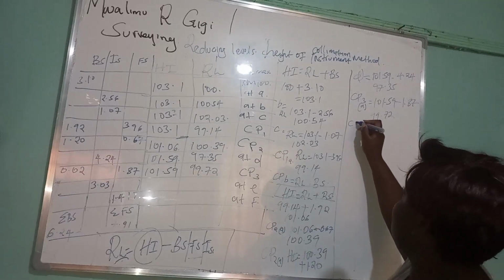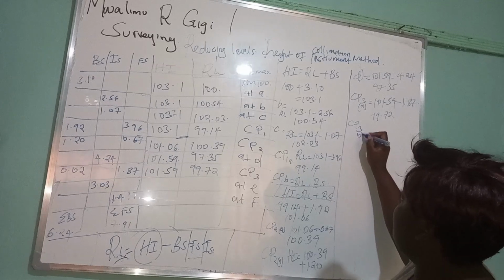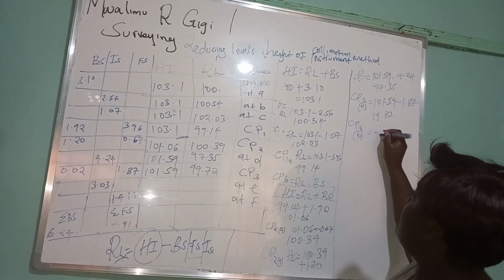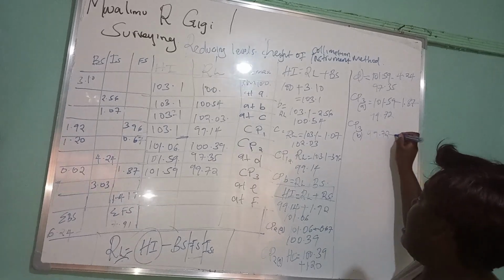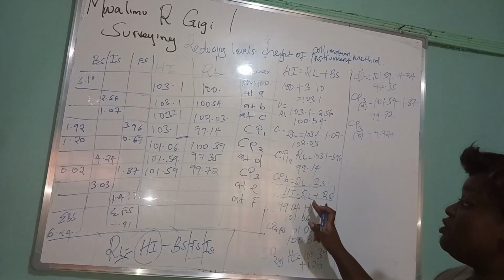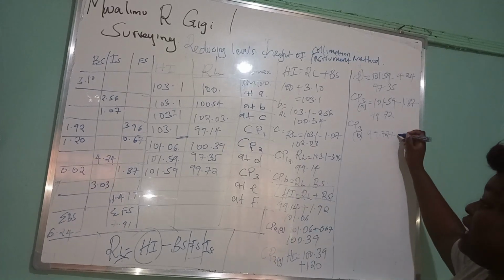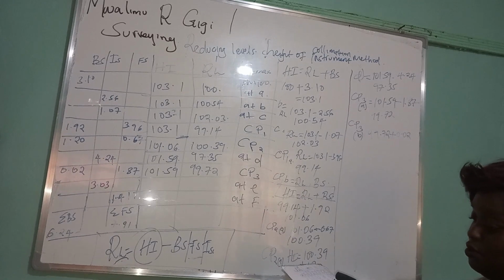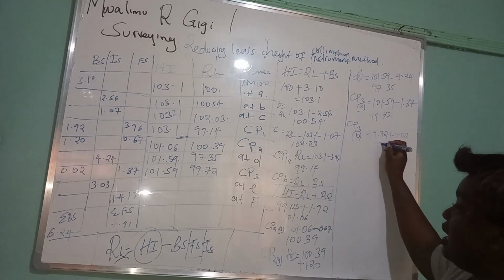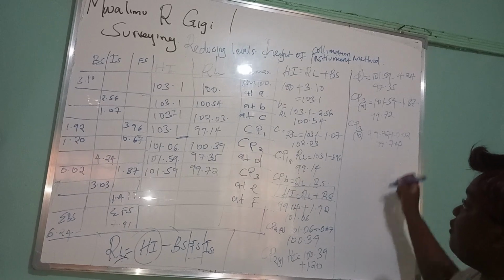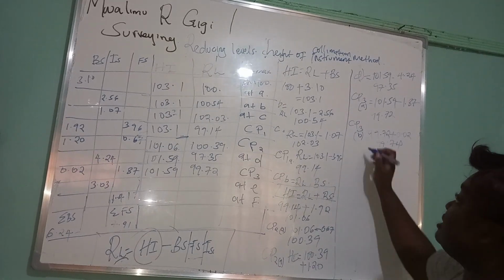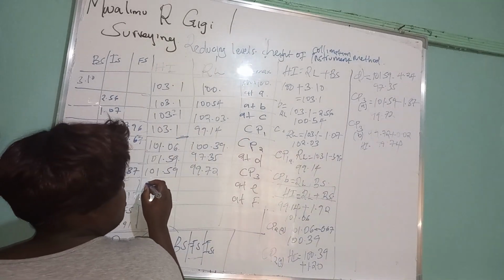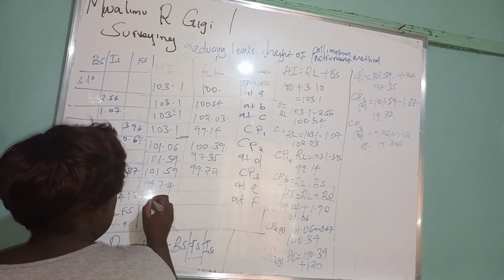So at change point 3B, we have a backsight and we have the reduced level. So 99.72 plus, height of collimation is reduced level plus backsight, so plus 0.02, which is 99.74. So the height of instrument is 99.74.